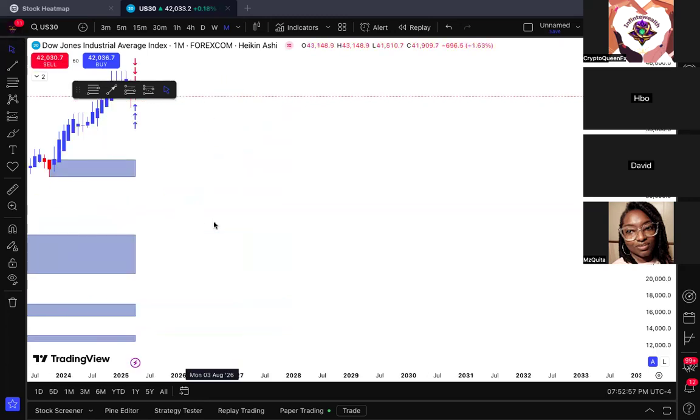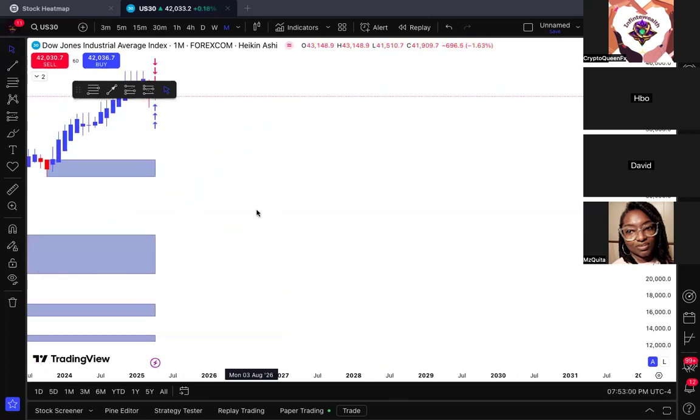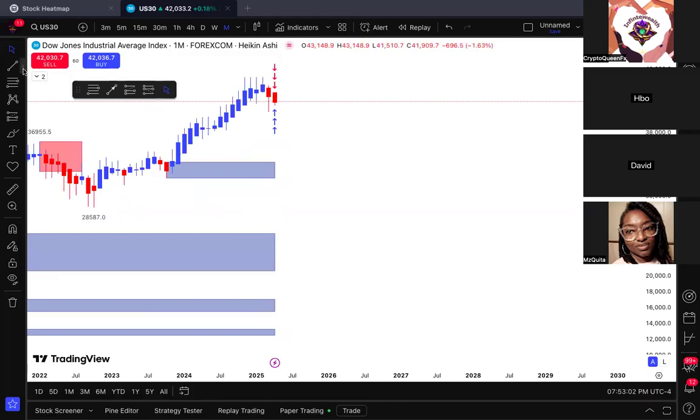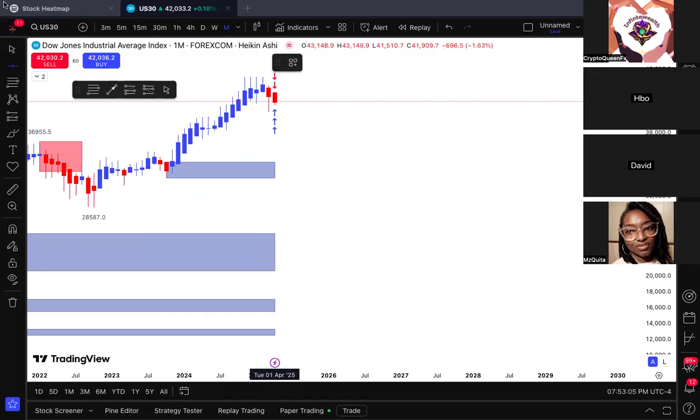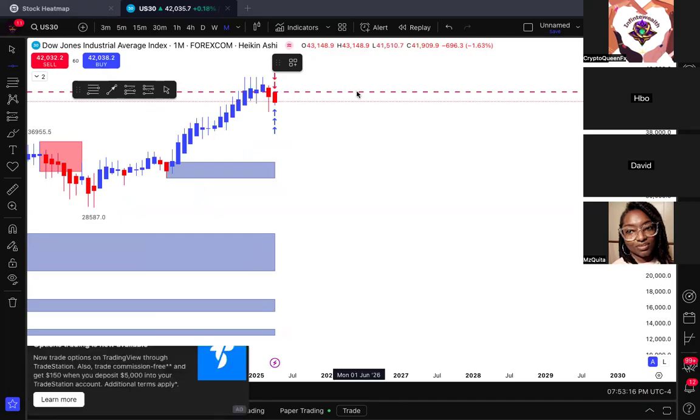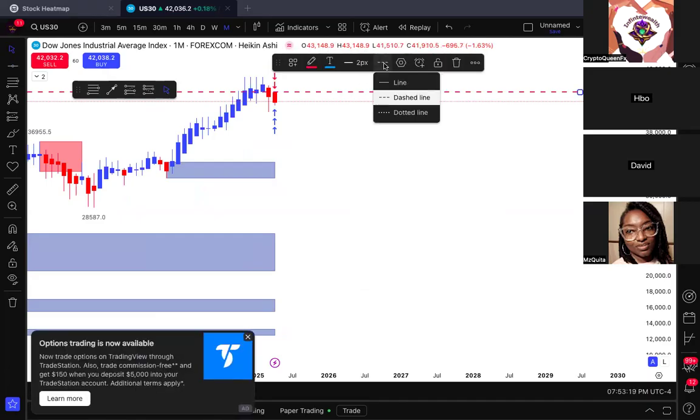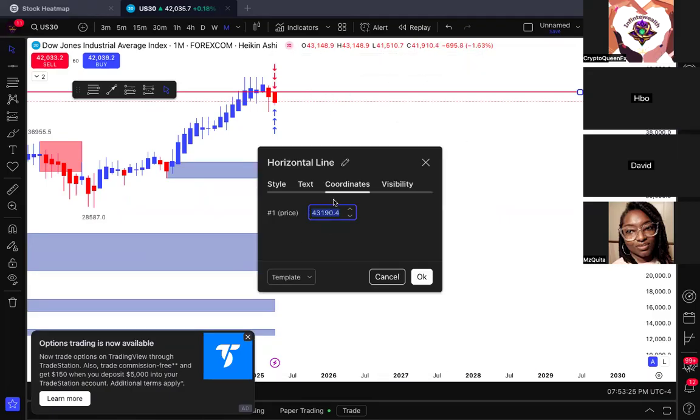So we're gonna start with the monthly because we got a new month. So we start from the top down. We start from the monthly, and we start with the US 30. The high for the US 30 on the monthly is 43,148.9, because we gotta mark it up. I only do the monthlies when there's a new month. Not only are we in a new month, we're in a new quarter.